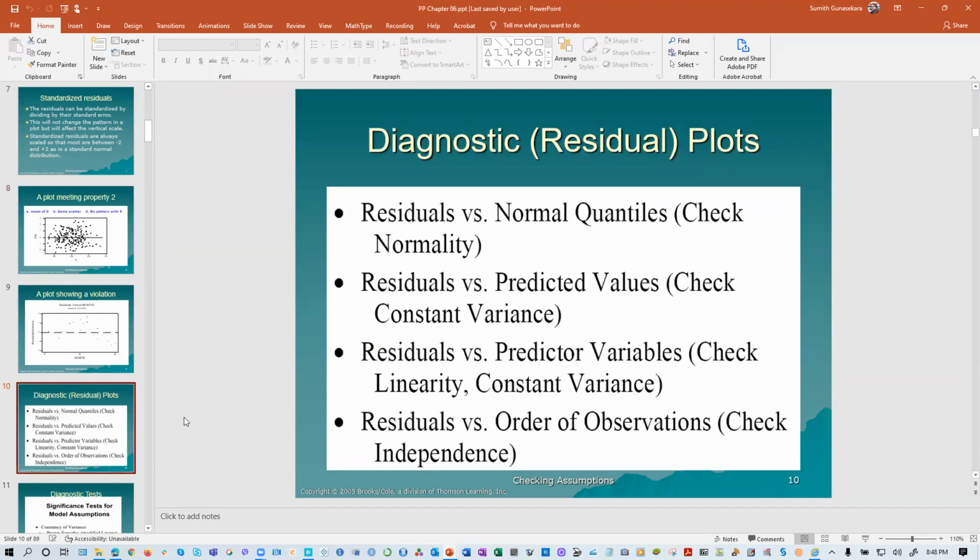These are the plots that you have to check for those properties. Residual versus normal quantiles, you can check the normality. Residual versus predicted value, that means y hat, checks linearity and constant variance. Residual versus the order of observation will check the independence.